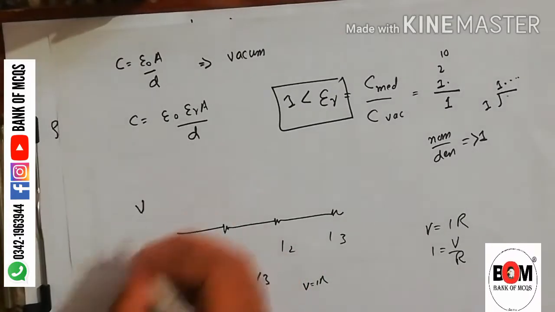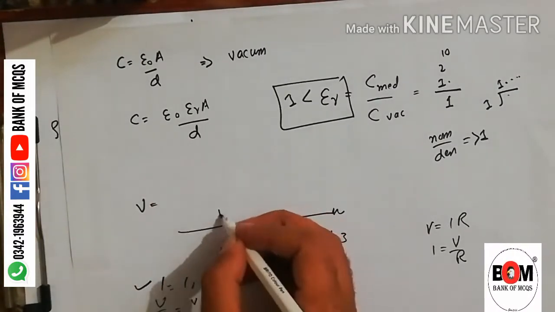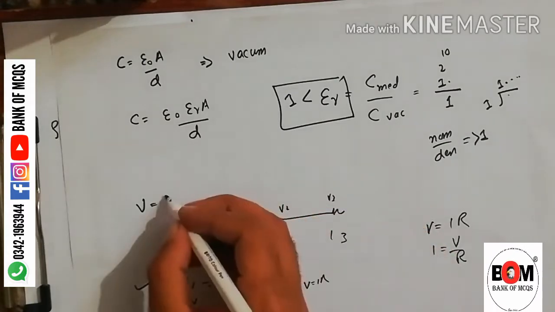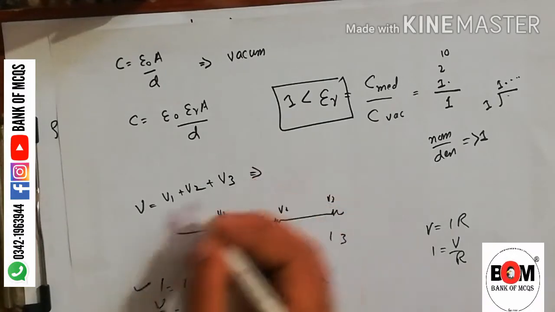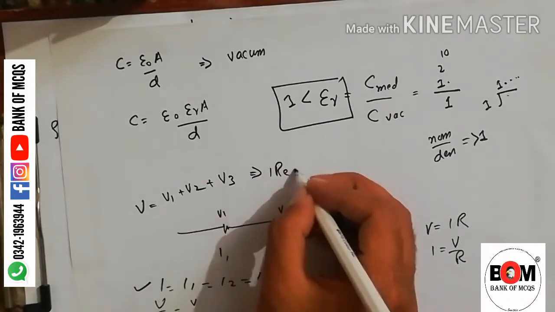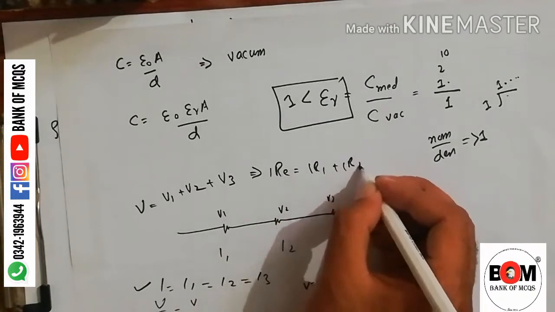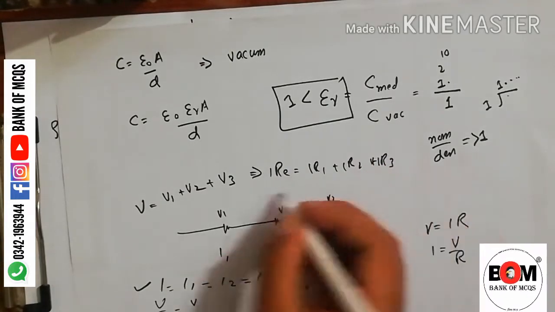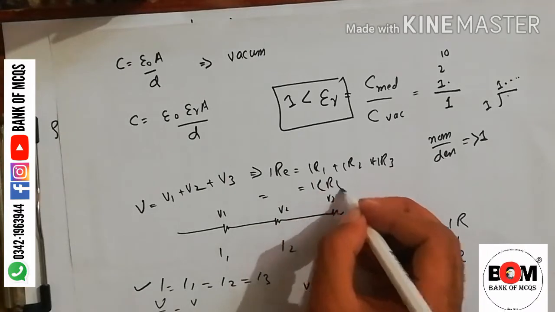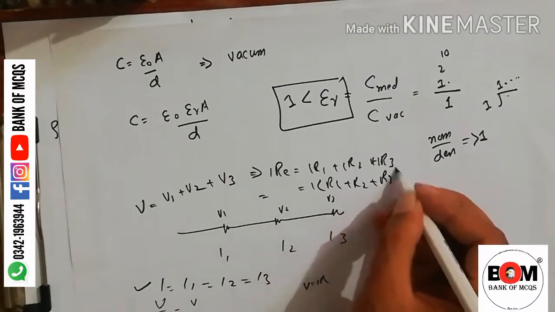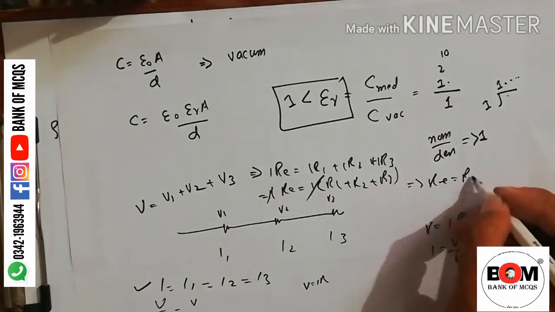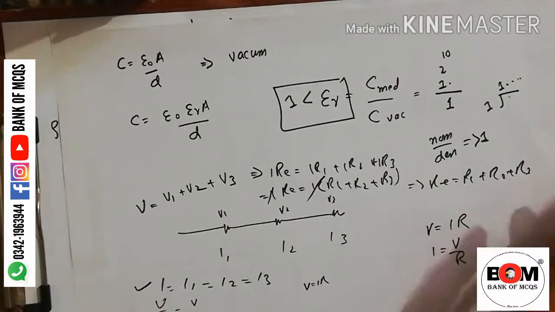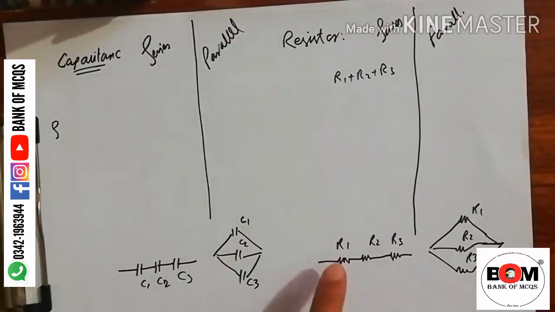Now what happens to voltage? Voltage divides. If this is V1, V2 and V3, then V is equal to V1 plus V2 plus V3. Since V is equal to IR, we get V is equal to IR1 plus IR2 plus IR3. Taking I common, we get V equals I times (R1 plus R2 plus R3). Cancelling I on both sides, we get R is equal to R1 plus R2 plus R3. This was for series: the value is R1 plus R2 plus R3 and so on.